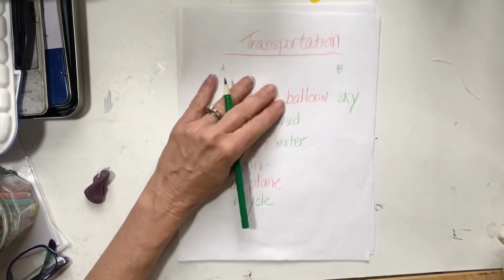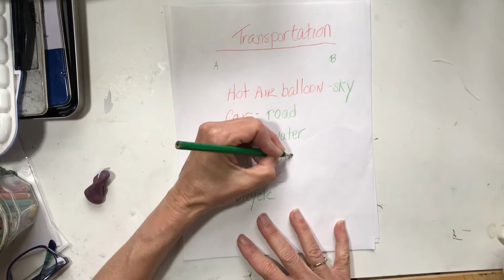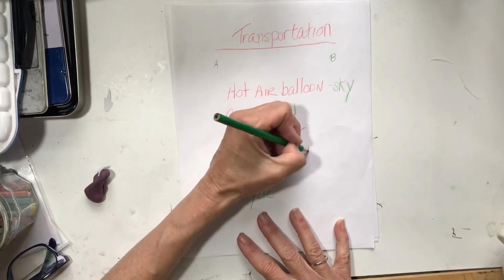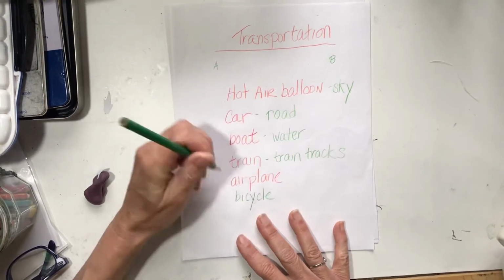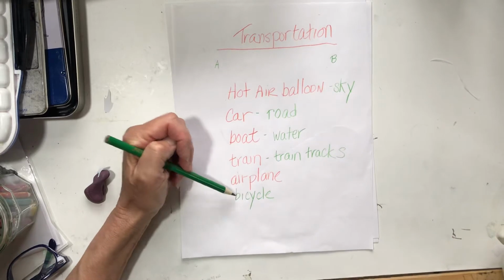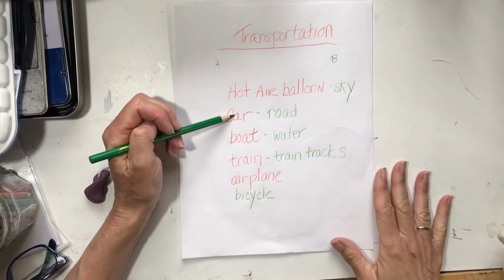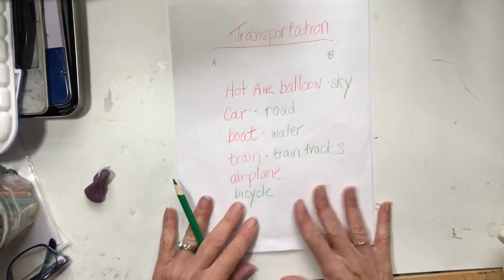Train goes on train tracks. Train tracks. Airplane goes in the sky. We got that covered. And a bicycle goes on the road or the sidewalk. So let's look at what I did.